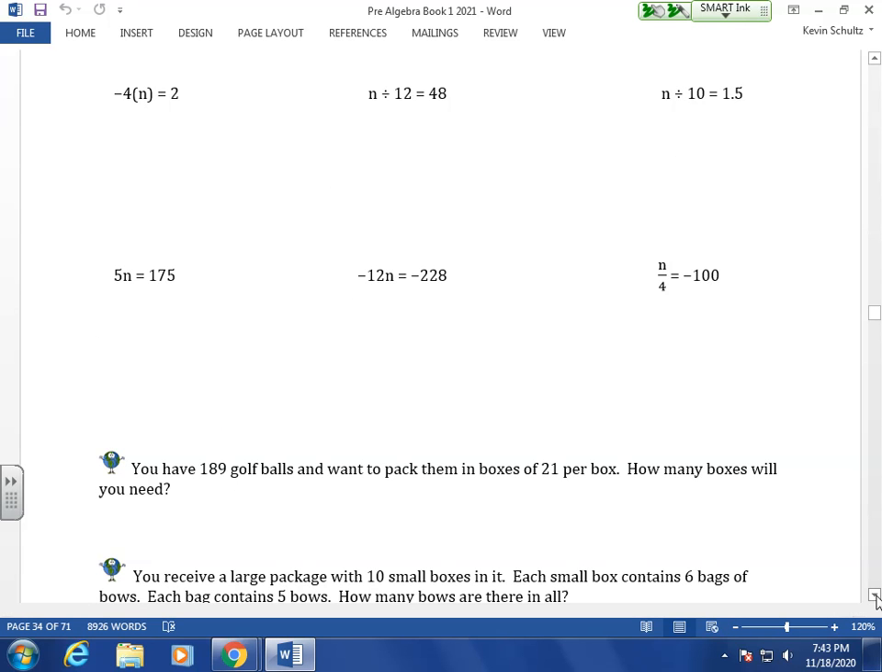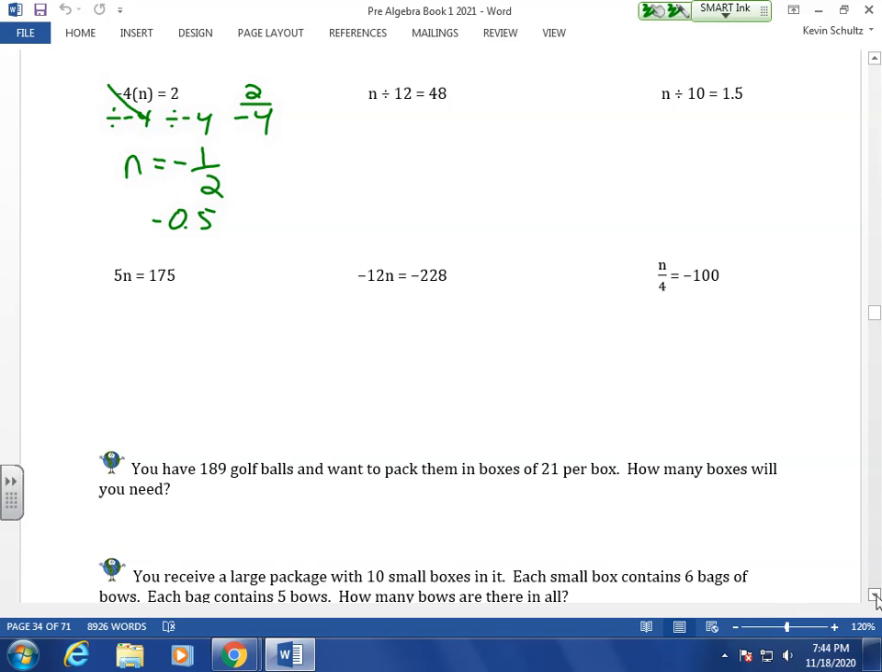Negative 4 times n, the opposite of multiplying, is division. So we're going to divide both sides by negative 4. And 2 divided by negative 4 is not negative 2. Think about 2 divided by negative 4 in fraction form. Negative 1/2 is the answer. If you used a calculator, then you would get negative 0.5. Either answer is fine, but that's your value there. 2 divided by negative 4.